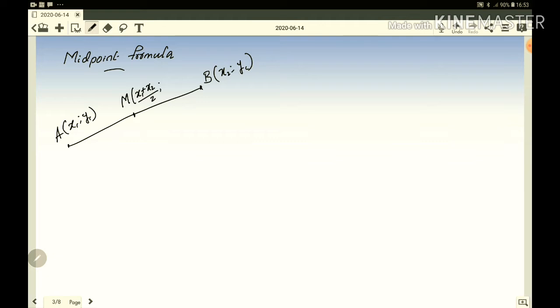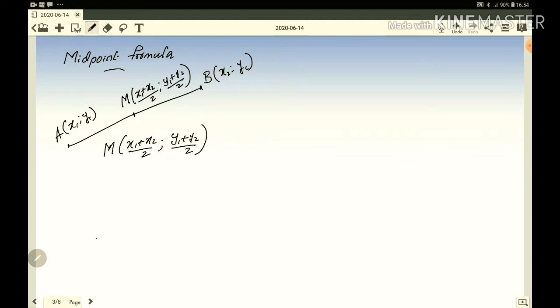Then the y value of the midpoint is y1 plus y2 by 2. This is the simplest formula. Let me write it here. The M coordinates are x1 plus x2 by 2, that is the x value. Then the y value is y1 plus y2 divided by 2. This is the midpoint.